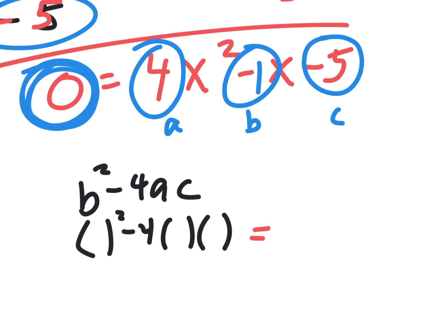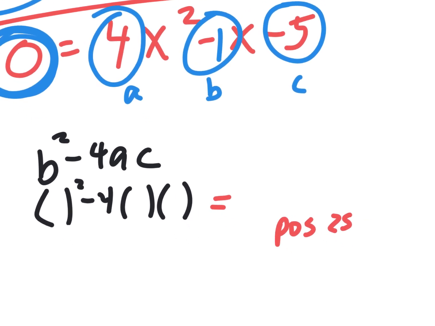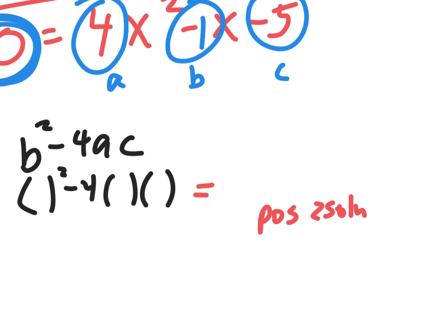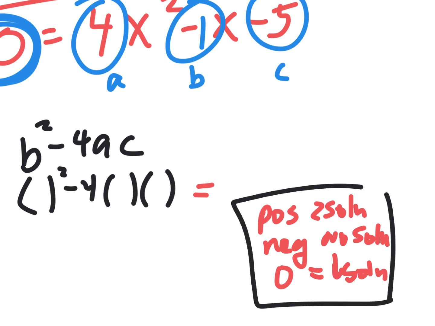And if it comes out positive, remember positive ones give you 2 solutions. Negative discriminants give you no solutions, or 0 solutions. And ones that equal 0 have weirdly 1 solution. So those are the 3 things. It's kind of like a mini chart to see how many solutions you'll have.